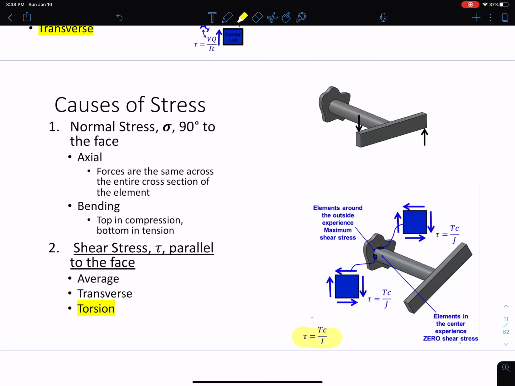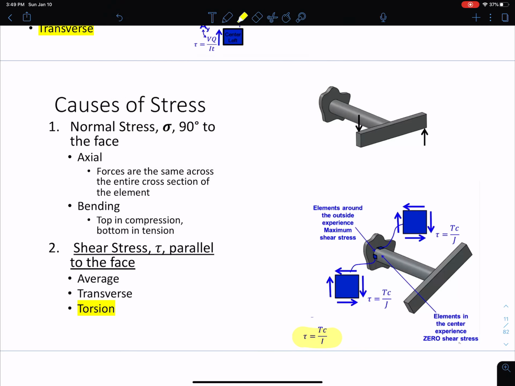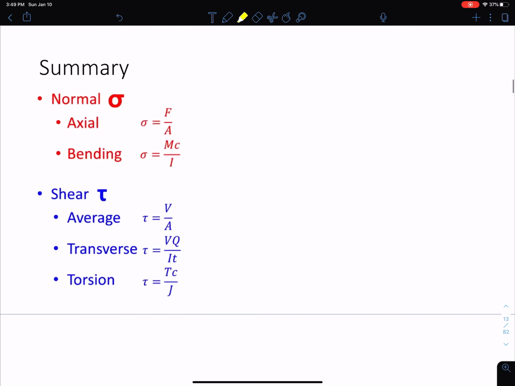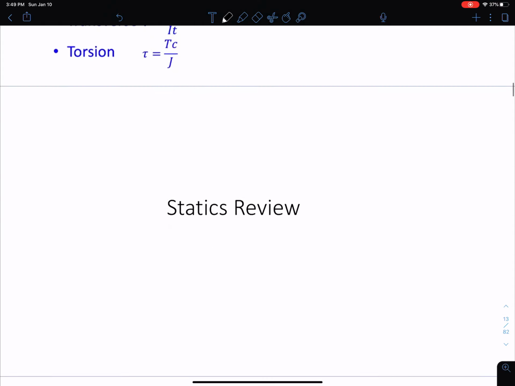Okay, so these are all of the formulas that we'll be deriving throughout topics 1 through 10 of this class, okay? So this is what you can expect to see. By the end of the class, you should know how to solve for normal and shear stress due to axial, bending, average, transverse, and torsion. Okay, that's kind of the goal here. And here's a little summary slide for you to kind of work with throughout the course, or even for any of the topics we're gonna go over, okay?